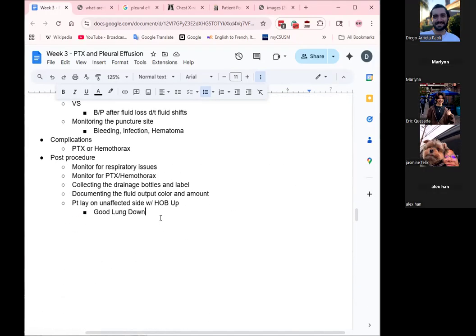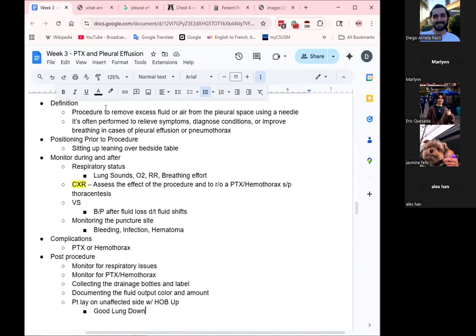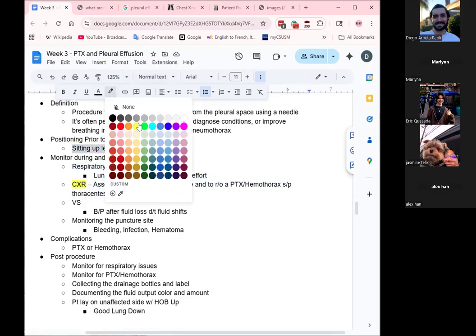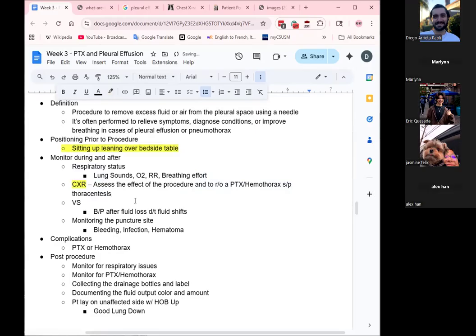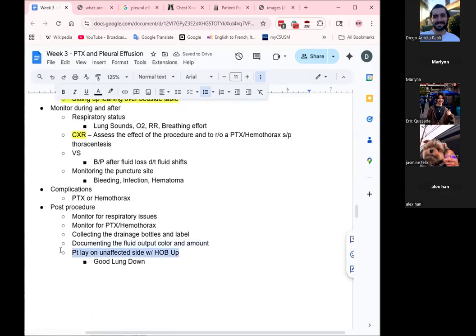Any questions on thoracentesis? So the main thing, you're going to do a chest X-ray after. You're going to be monitoring respiratory, which makes sense. This is the positioning, something you'll probably get tested on, and the positioning after you'll get tested on, for sure. And then knowing the complications and what you're supposed to monitor is important as well.